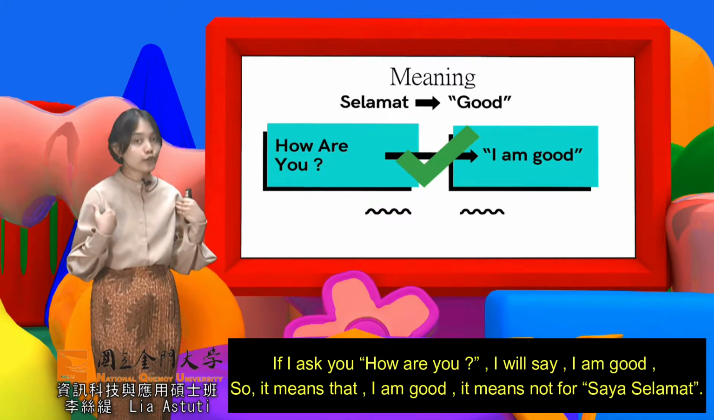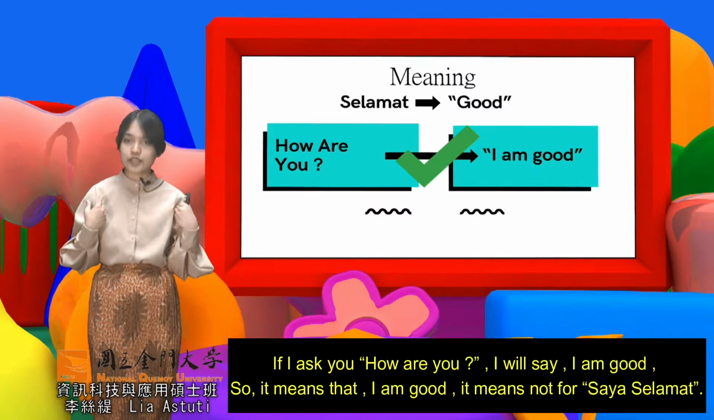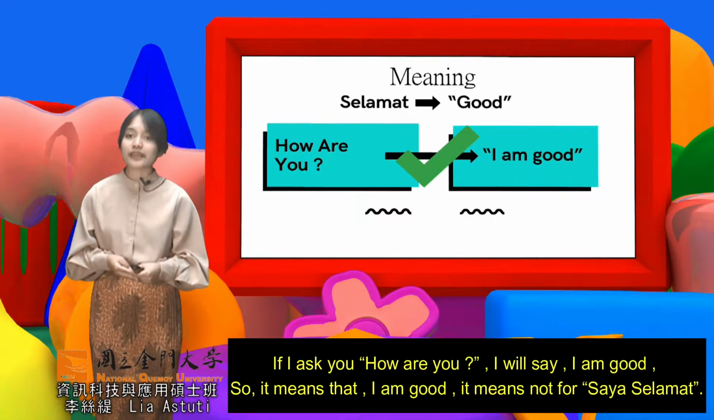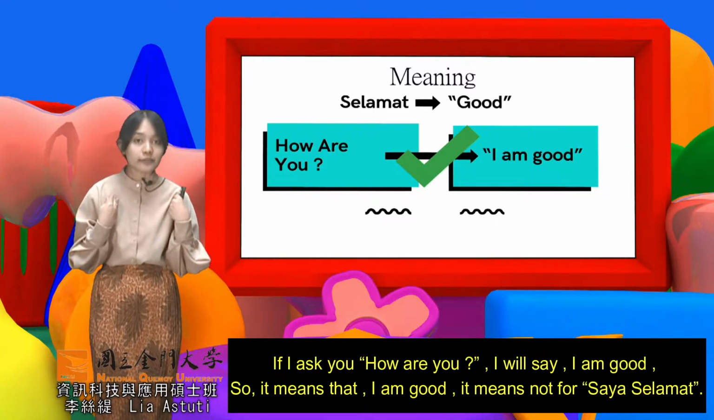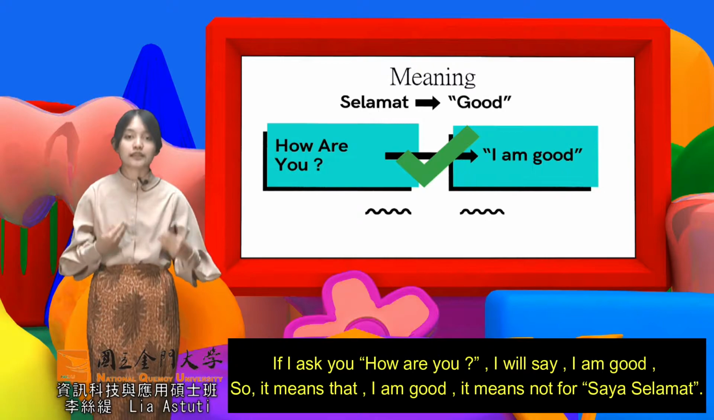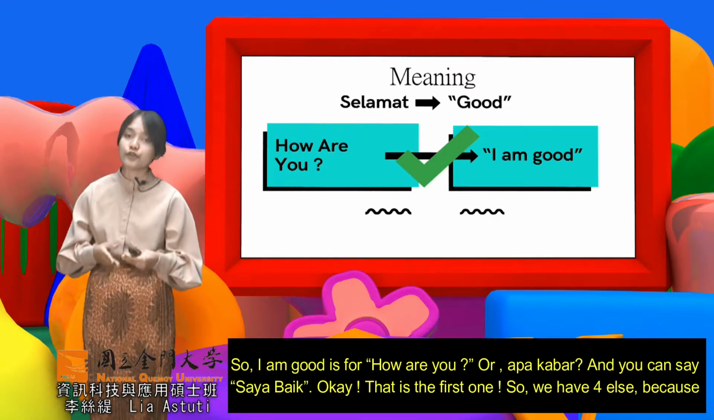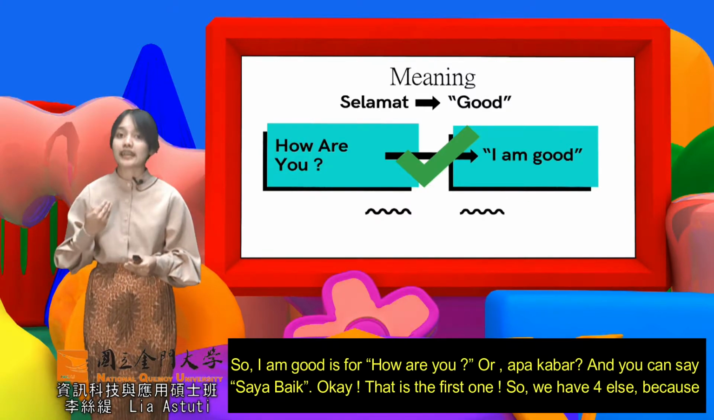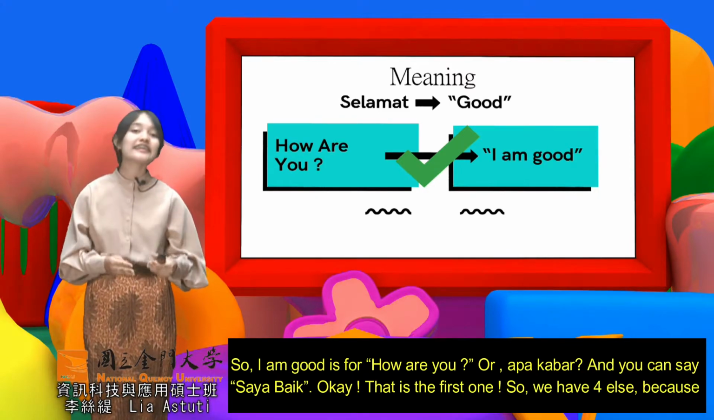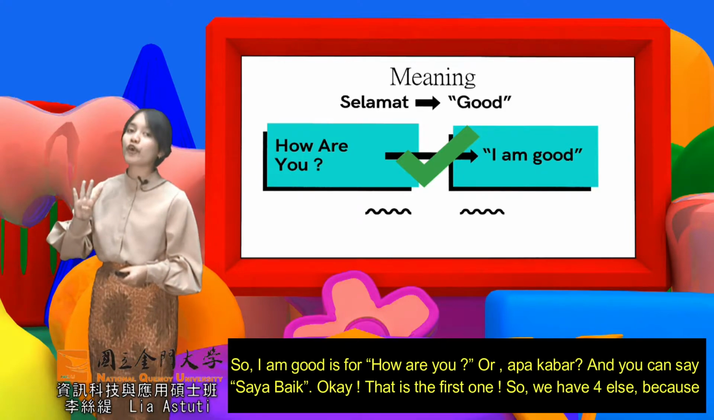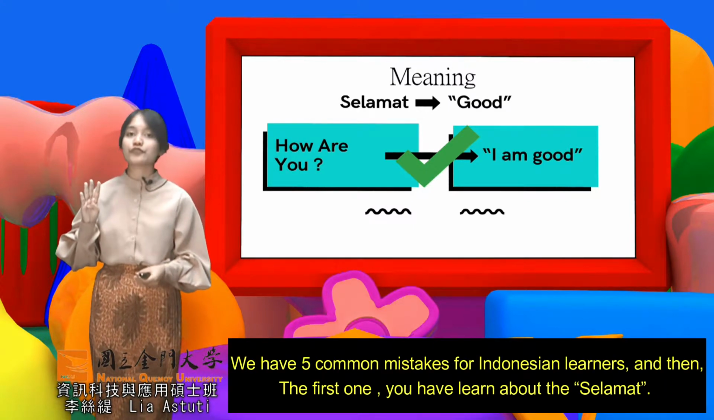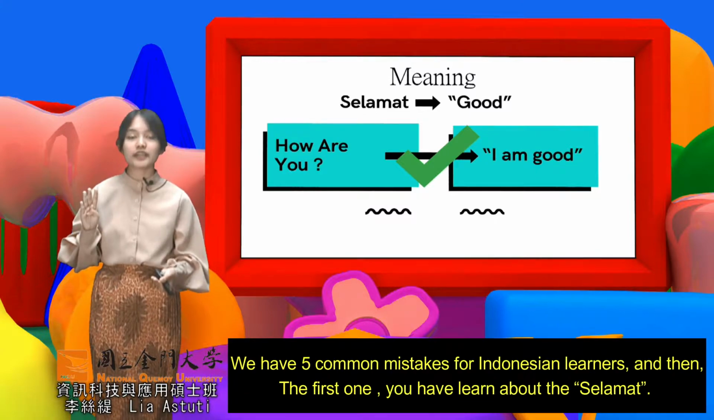So the next one: if I ask you how are you, I will say I am good. So I am good is not for saya selamat. I am good is the answer to how are you, or apa kabar. And you can say saya baik. Okay, that is the first one. We have five common mistakes for Indonesian learners, and you have learned about selamat.